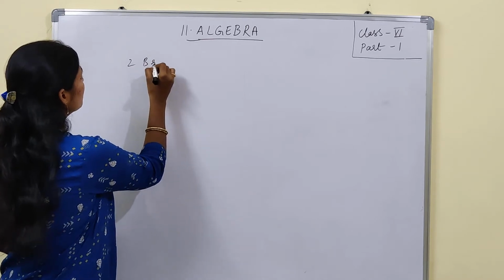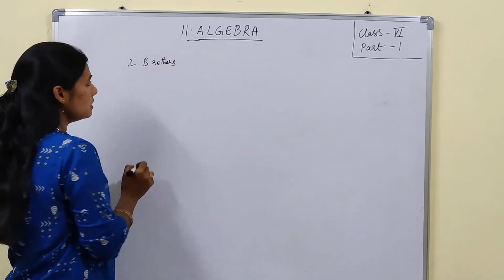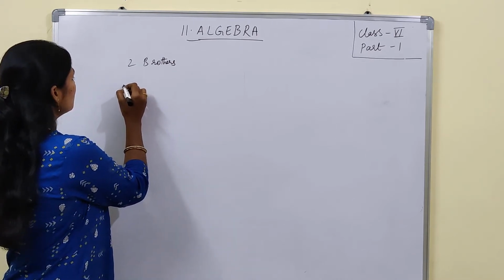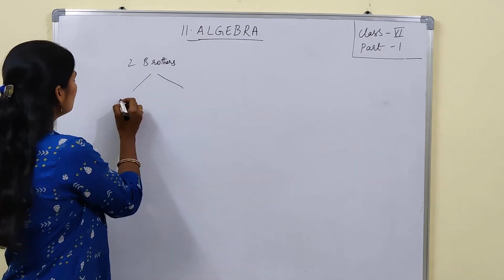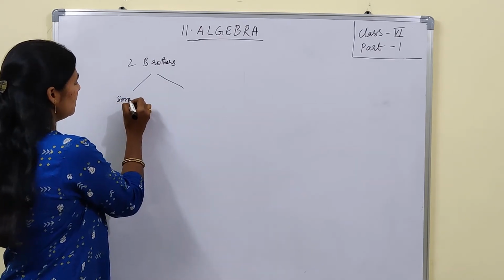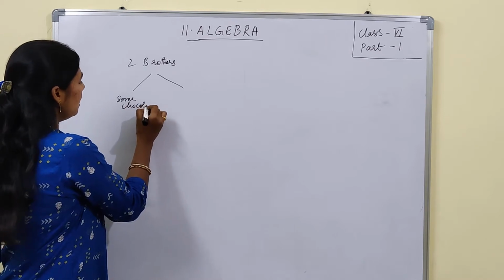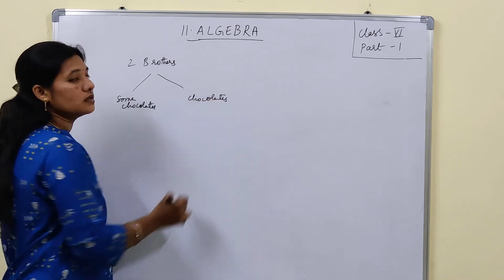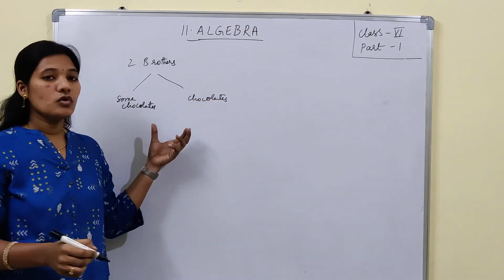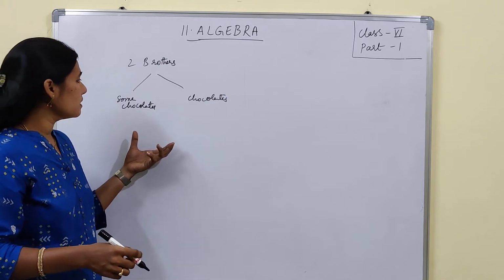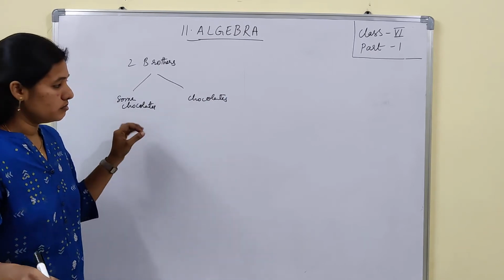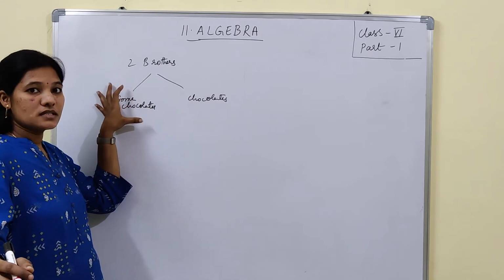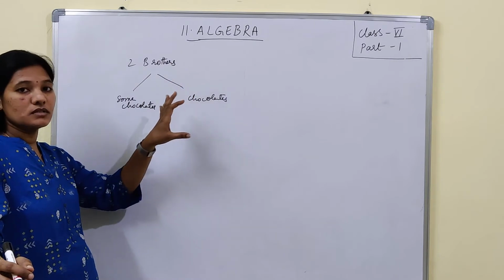Two brothers are there. One brother has some chocolates, and another one also has some chocolates. You don't know what exactly the number is. In that case, what you'll do is just assume that the first brother has x number of chocolates, and then this one has some chocolates.